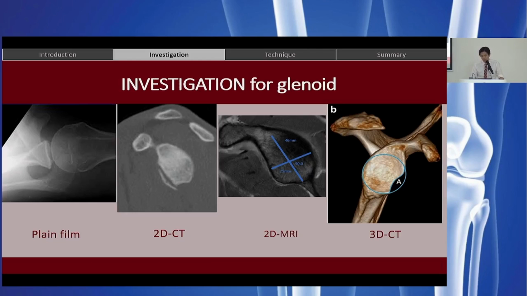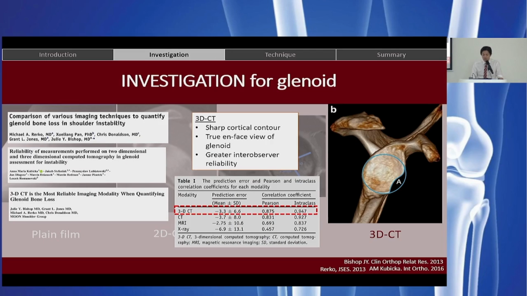In addition to plain films, other imaging techniques like 2D CT, 2D MRI, and 3D CT can also be used for glenoid measurement. But it is well known that the most reliable investigation currently is 3D CT. Many studies show that it has the highest inter- and intra-observer reliability compared to other modalities. There are a few reasons for this. First, the 3D CT gives a very sharp and clear cortical contour. Second, with 3D CT we can rotate the image to get a true en face view of the glenoid.